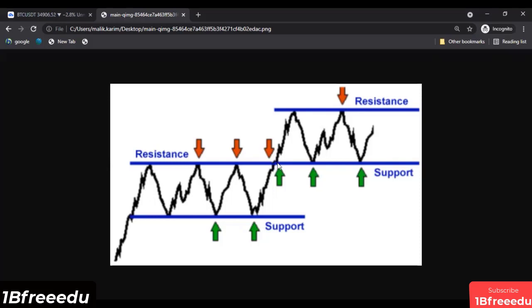Similarly, we can also say that, for example, from here, if it breaks its support line, then we can say that a breakdown has occurred, and now this support line would become its resistance. So I hope you were able to understand this, and now we will move on to moving and exponential moving averages.